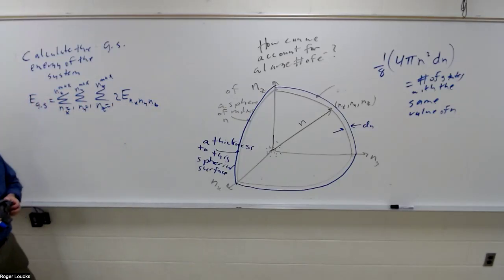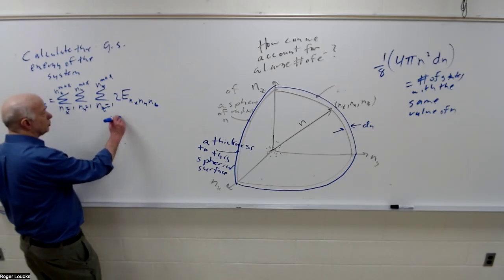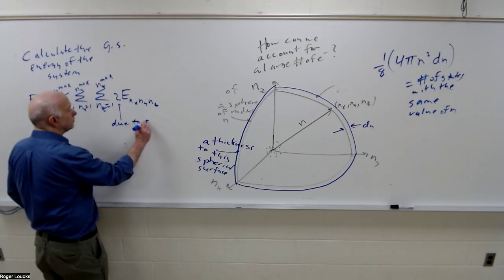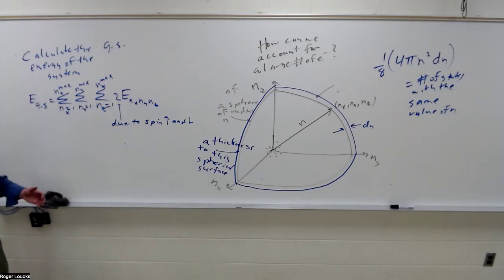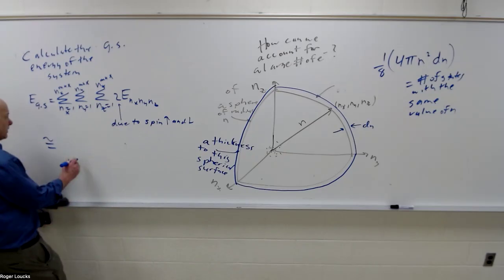Tell me why you have to put a factor of 2 in there. Because 2 electrons per state, because of the spin. Yeah, spin up and spin down. So this is due to spin up and down. Now, what are we going to say that equals here? The dominant terms are coming from these large values of n. So to a very good approximation, this is basically exact. These smaller ones are not having any effect here. It's going to be the energy of one state.